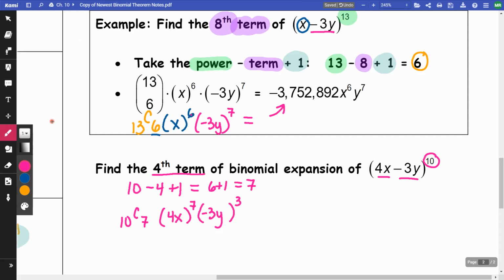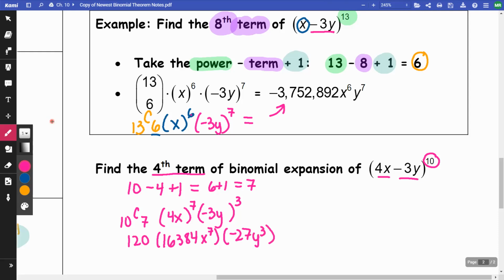So if I do 10 choose 7, just trying to get in my calculator. Okay, so 10 choose 7. That gave me 120 for this. Now I can put this all in my calculator. So what I mean by that is do 4 to the 7th also times that. So that's going to be 16,384 x to the 7th. And then this is going to be a negative 27y to the 3rd.